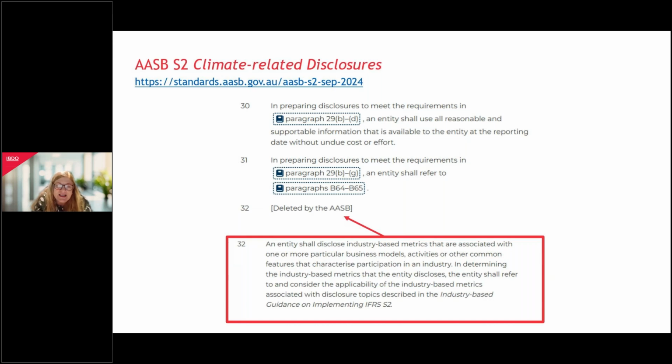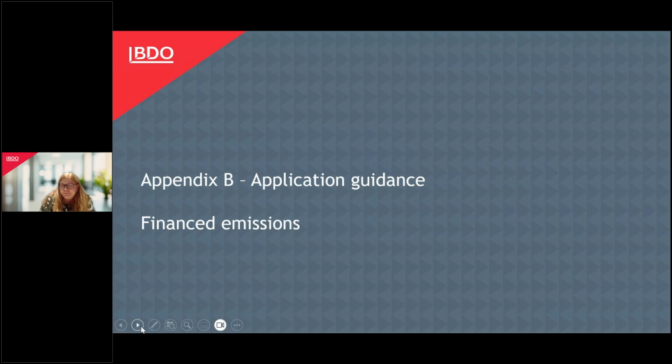So what did they delete? They've deleted the industry-based guidance on implementing IFRS S2. An entity shall disclose industry-based metrics. So that is mandated in IFRS S2, and that industry-based metrics is voluntary within the Australian environment.